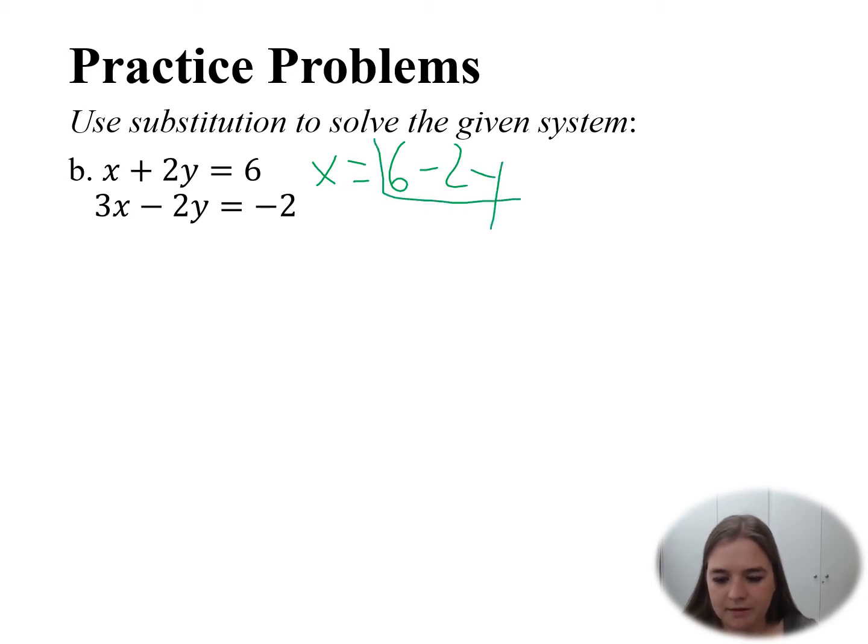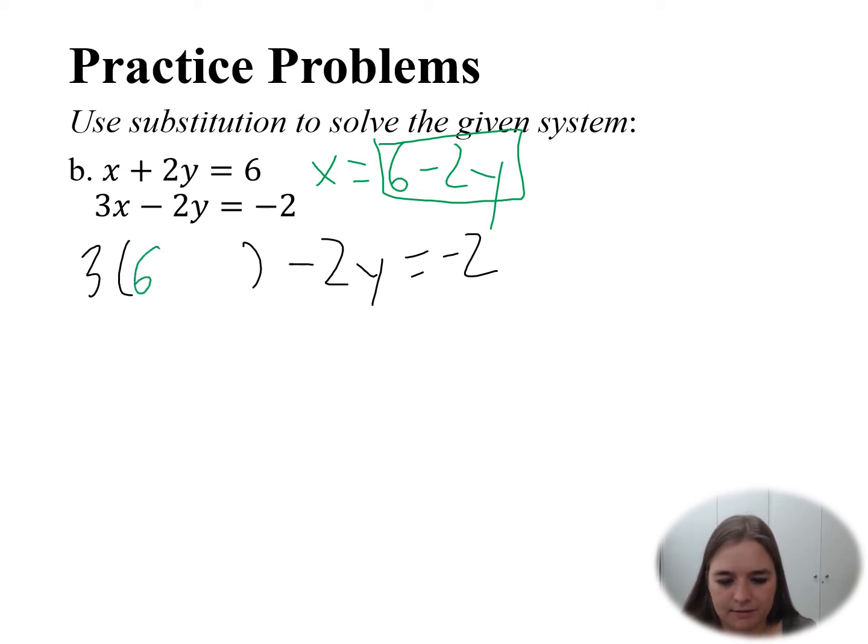Put a box around it. Every time I see x in that next equation, I'm going to substitute in my new expression. So I have 3 times, well, x is gone, minus 2y equals negative 2. And I'm going to plug in my new expression for x. x is equal to 6 minus 2y, so I can directly substitute in my expression. Now, because that x had a coefficient on it, I know that I need to distribute to get rid of my parentheses.